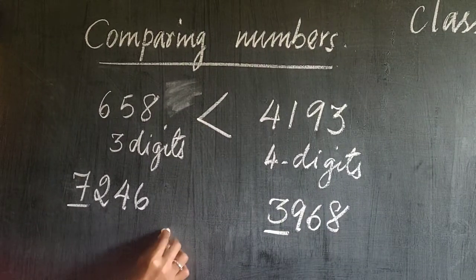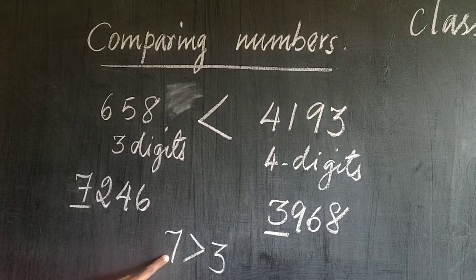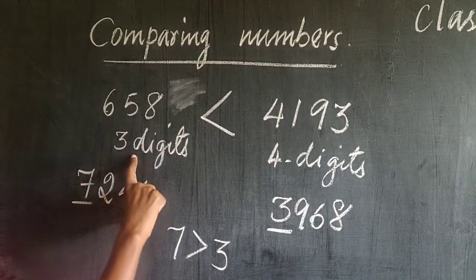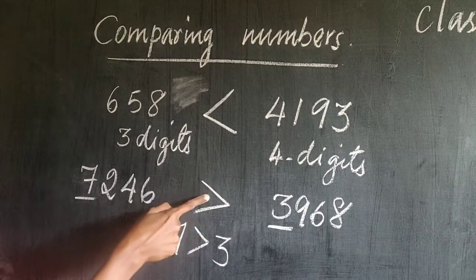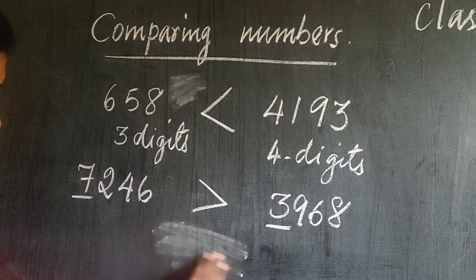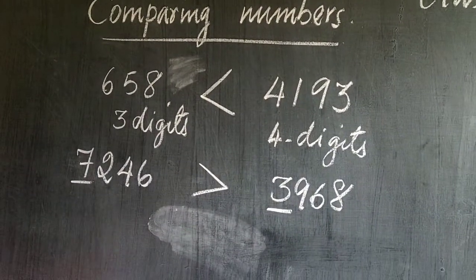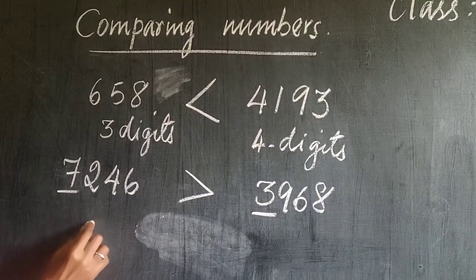Which is bigger, 7 or 3? The bigger one is 7. So automatically this number is the bigger number. On the greater number side we open the mouth and on the smaller side we close the mouth. Okay, suppose both have the same first digit, then what to do?